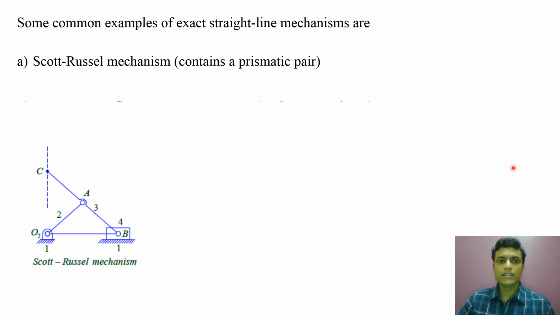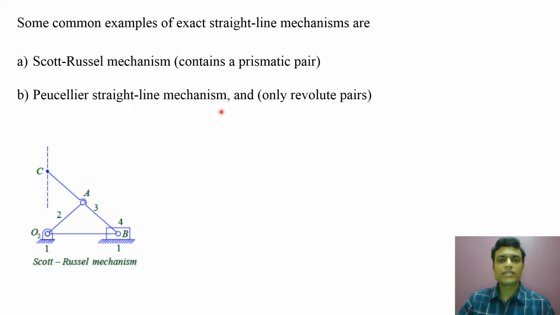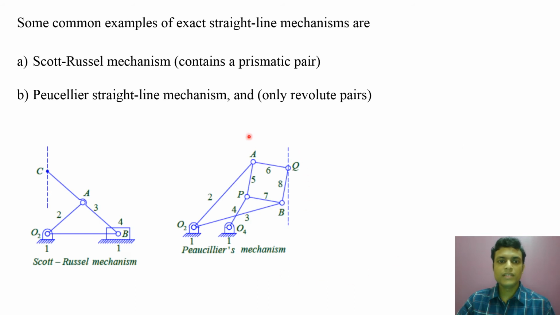Next one is Peaucellier straight line mechanism, which contains only revolute pairs. This is the exact straight line mechanism only with revolute pairs. So let us see the kinematic diagram. This is a Peaucellier straight line mechanism. This is an 8-link mechanism, out of which one is the fixed link, that is O2O4.